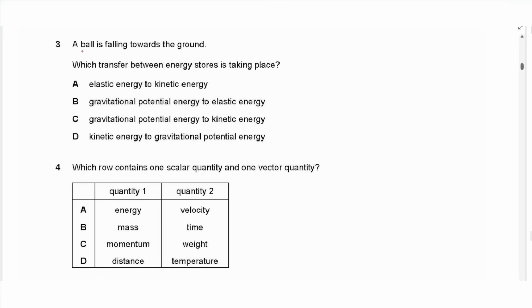Question 3 says a ball is falling towards the ground. Which transfer between energy stores is taking place? So for anything moving downwards, it loses gravitational potential energy. So it's from gravitational to something else. And anything falling under gravity has an increasing speed or increasing kinetic energy. So gravitational potential energy is converted to kinetic energy. So the answer is C.